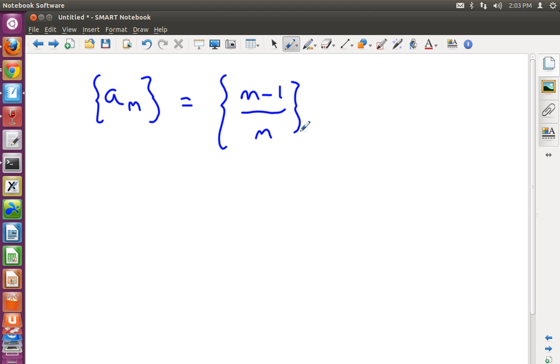Can we start at 0? Look at this one. Can you start at 0? No. So what's the smallest integer you can plug in? 1. Well, the smallest whole number, I should say. So if we plug in 1, what do you get? A sub 1 is 0. A sub 2, plug in 2, what do you get? 1 half.